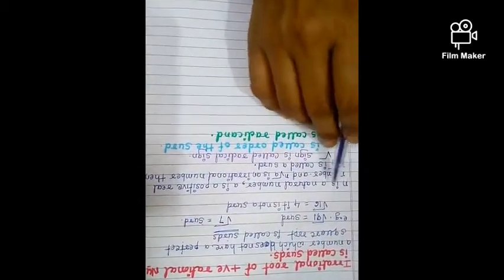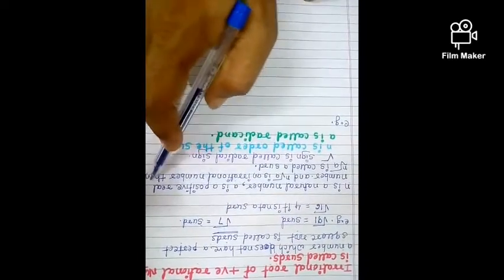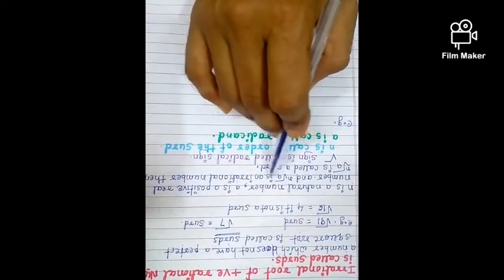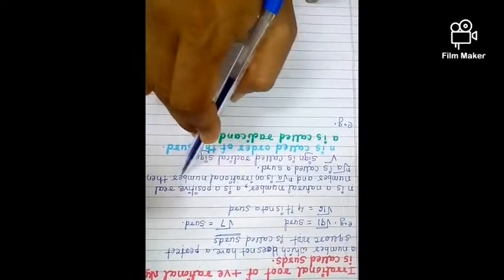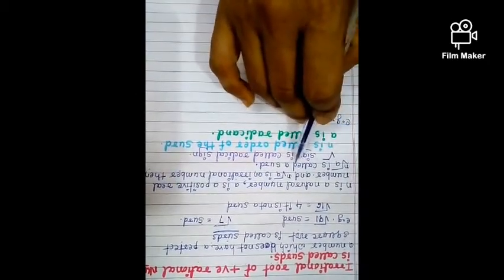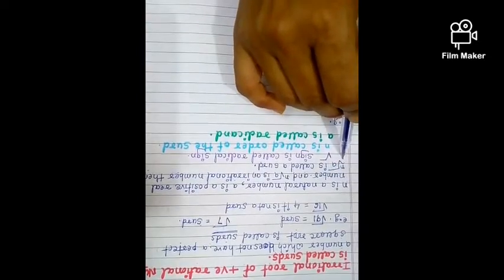So, n is a natural number, a is a positive real number, and nth root of a is an irrational number. Then nth root of a is called a surd. This definition is given in your textbook.